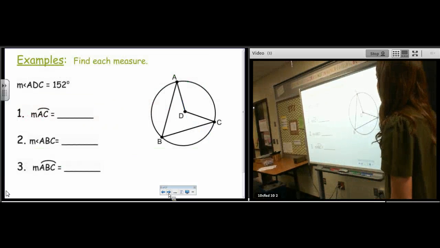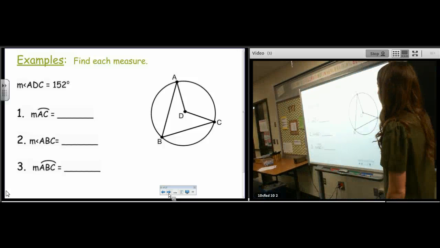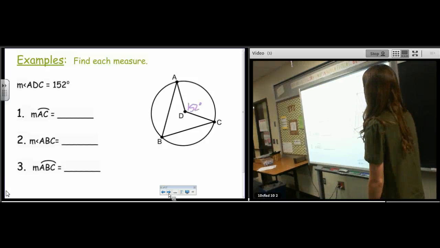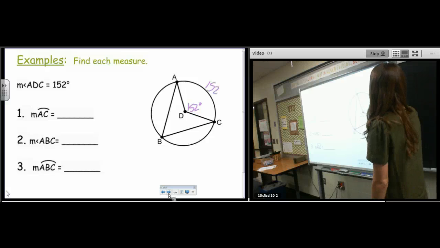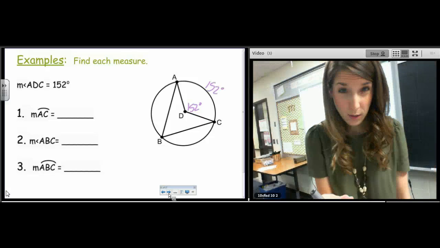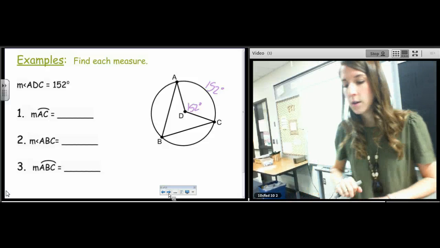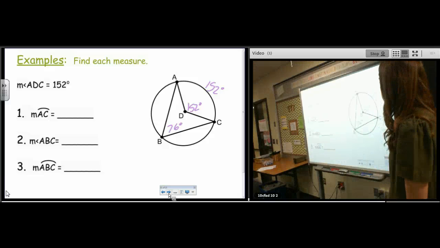Let's dive right in and try some. We're going to go pretty quickly because I don't want you to run out of time for your quiz, like happens to us sometimes. ADC is 152. So be careful. The central angle is equal to the arc, and the inscribed angle is half the arc. So 152 divided by 2, 76.